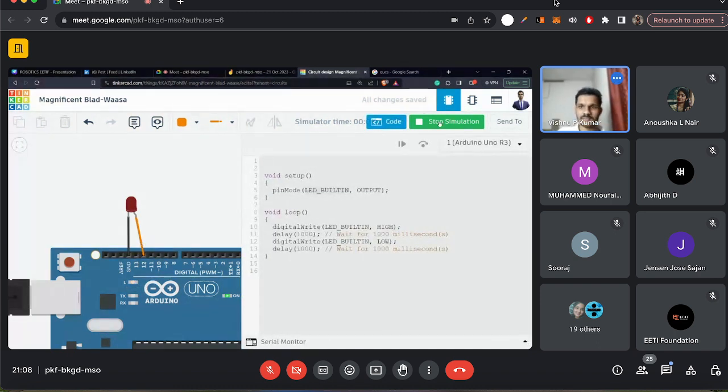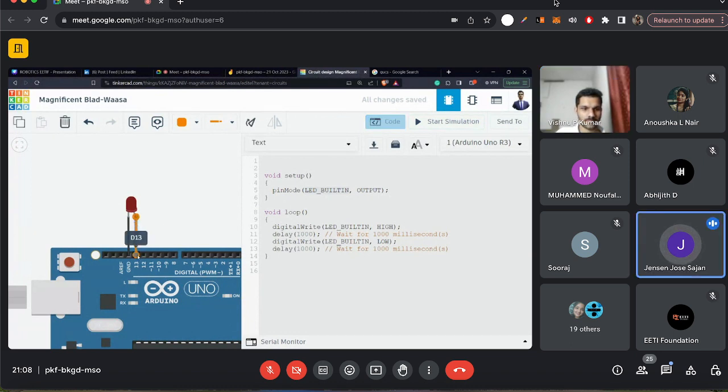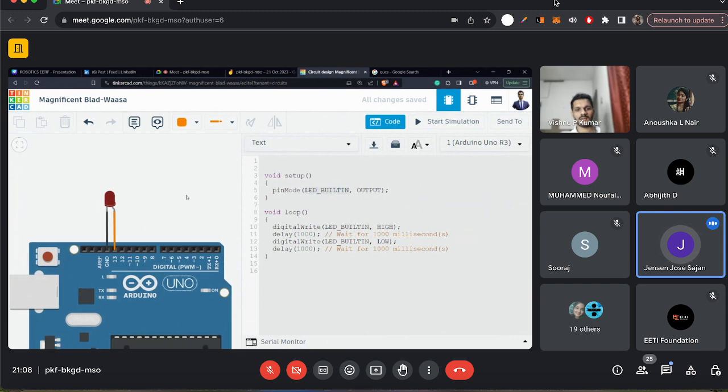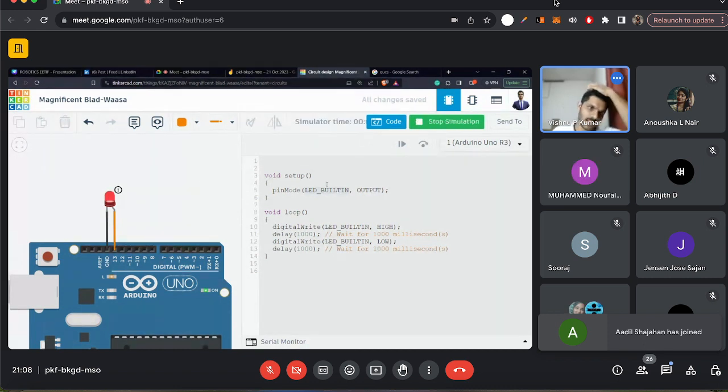So 13th pin is for the internal LED. Exactly. So 13th means the internal LED is already connected with the 13th pin. 13th pin നിന്നായിരിക്കും LED built-in voltage എടുക്കുന്നത്. So if we are connecting some other external LED also, അതും similar ആയിട്ട് blink ആവും.